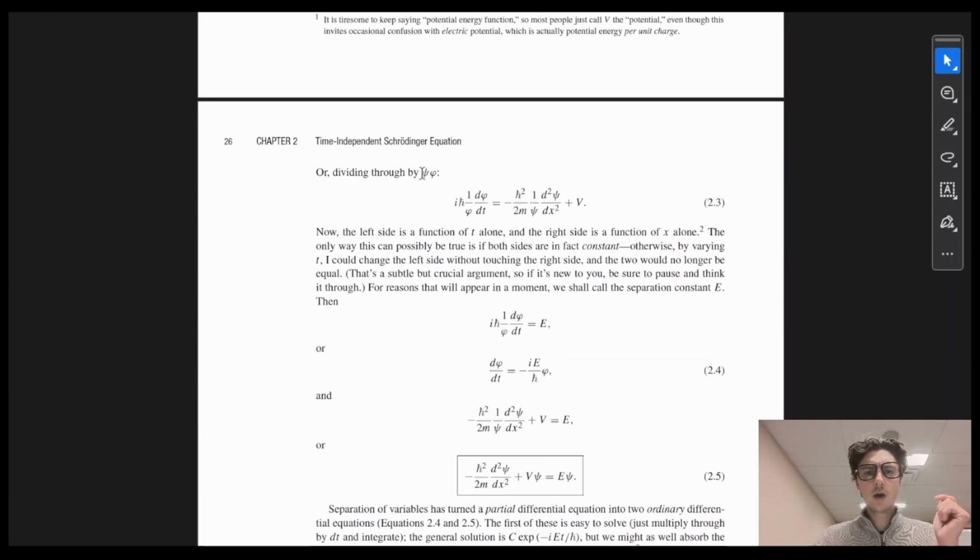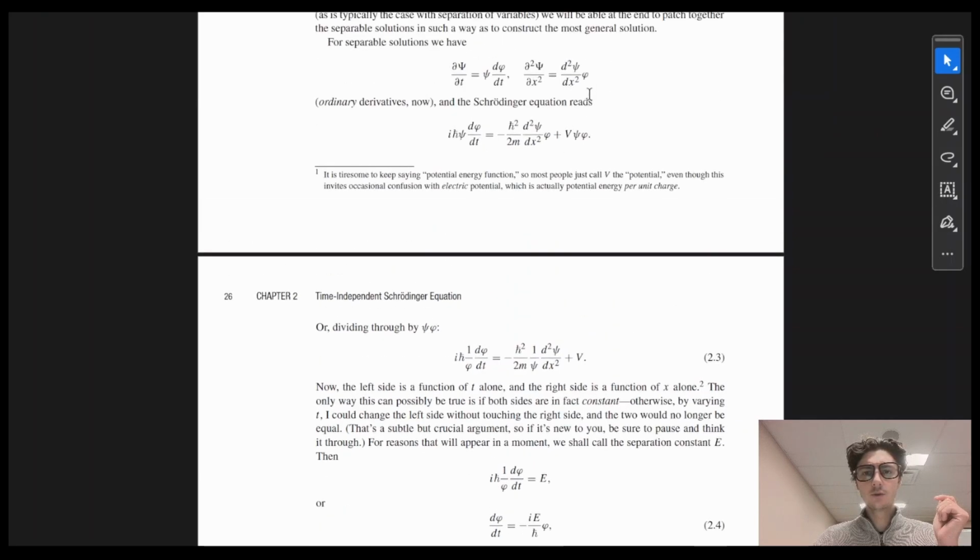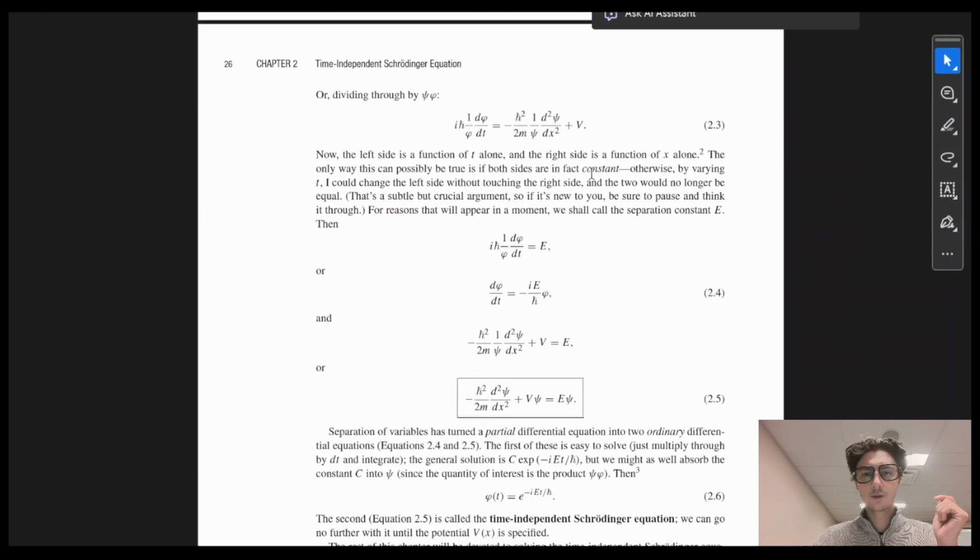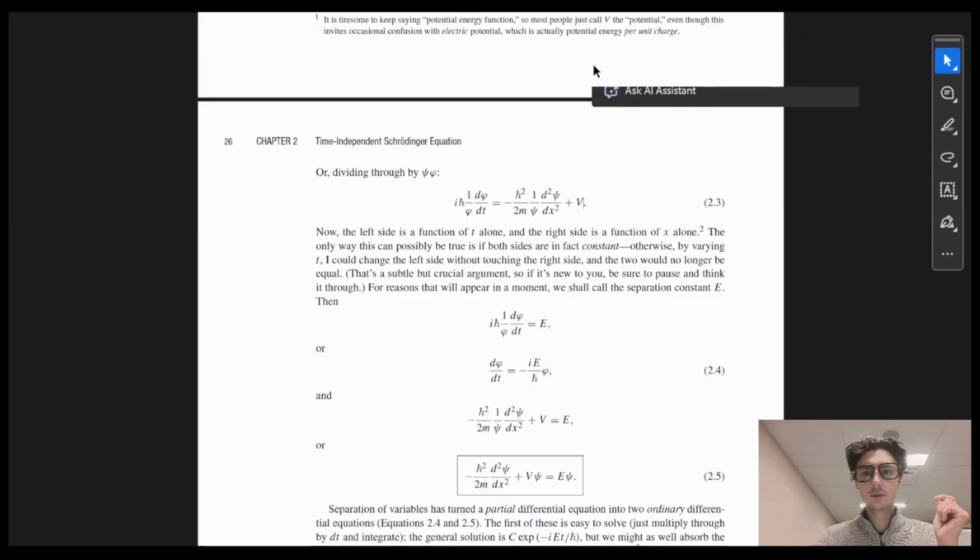Now dividing through by psi times phi, so we just divide both sides to cancel this thing out. We get V on its own.